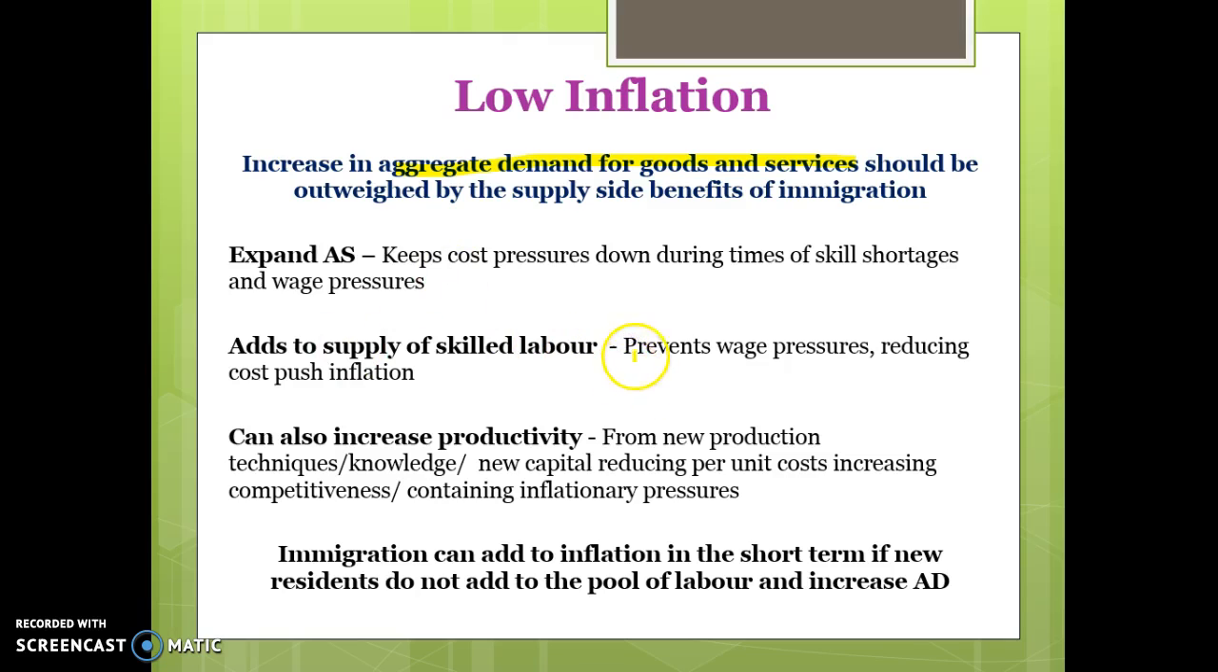It adds to the supply of skilled labour, preventing wage pressures, reducing cost push inflation, increasing productivity because they know new techniques, they have new knowledge, and they may bring capital with them, and that will reduce unit costs and therefore contain inflationary pressures. So it's important to recognise that immigration can add to inflation in the short term if new residents don't add to the pool of labour. But if they do, we will get the benefits through a more skilled workforce, a more productive workforce, which will help to expand aggregate supply and lower inflation.